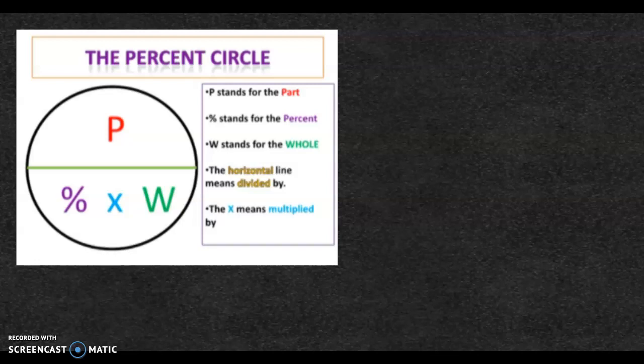Let's take a look at a really handy tool called the percentage circle that can be used for solving all of your percentage problems. This little tool is handy because you can see all the three main components of your percentage problems. You have the part, you have the whole, you have the percentage, and this green line here represents division, and this here means multiplication.